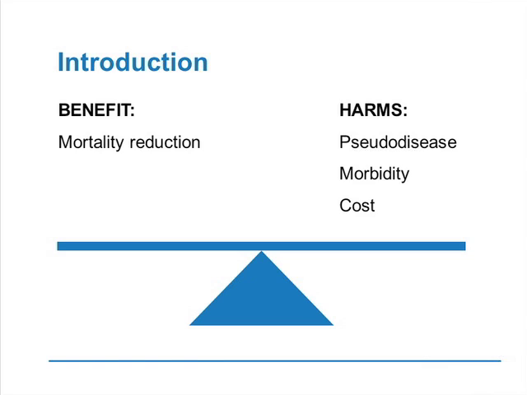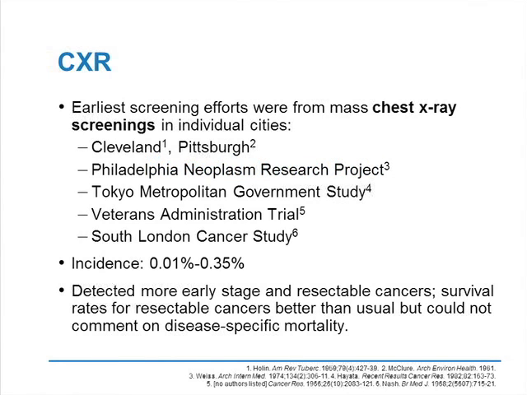where benefit is mortality reduction, disease-specific mortality reduction, and harms are the harms of the testing, detecting pseudodisease, morbidity from testing, and the cost to society. Well, prior to 2011, we learned quite a bit about the potential benefits and potential harms of screening for lung cancer. The earliest screens used chest radiographs as the screening test.